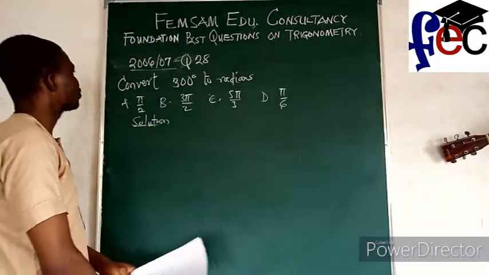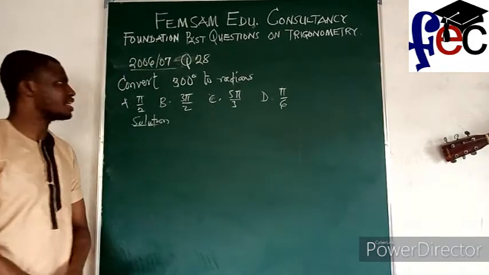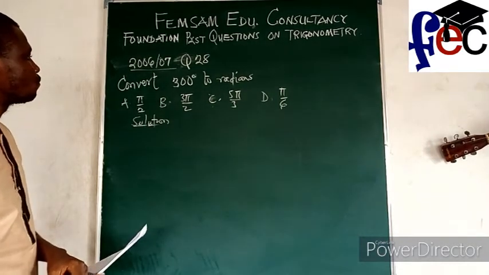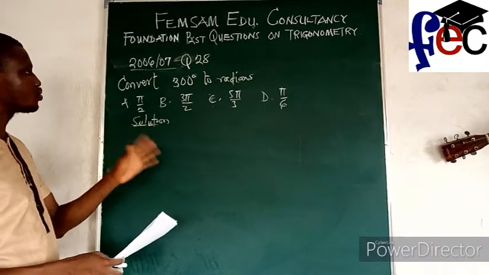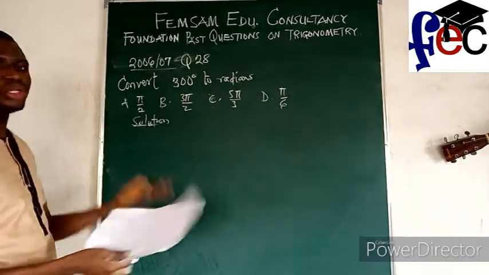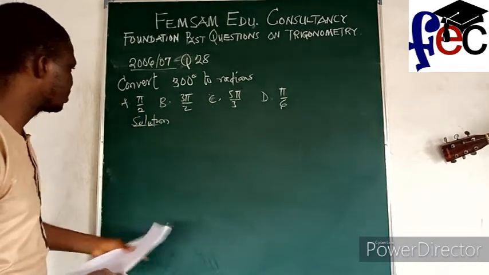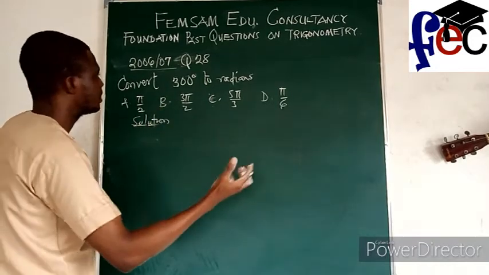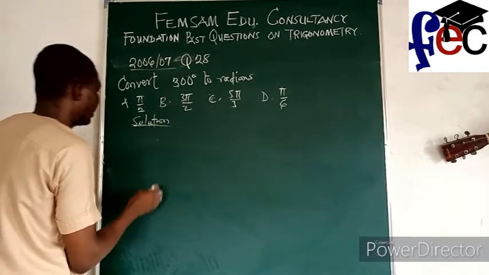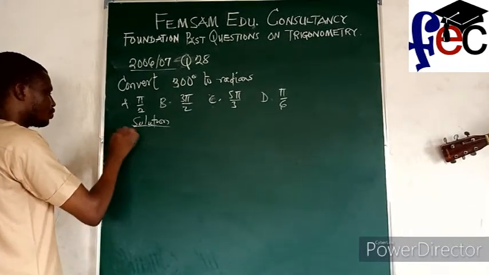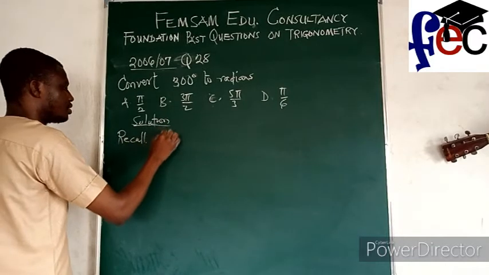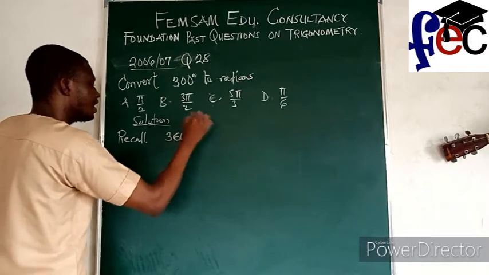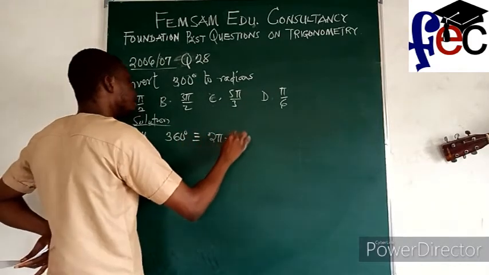So we have another question, 2006-7, question 28. This is not directly the trigonometric ratio of this angle. This one is just on conversion of angles from degree to radian. So this is very simple. We just need the conversion rates. Now we do know that angle 360 degrees is equivalent to 2 pi radian.